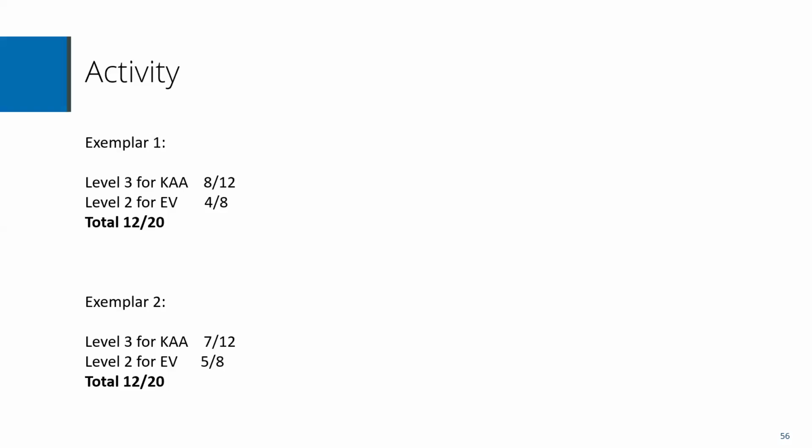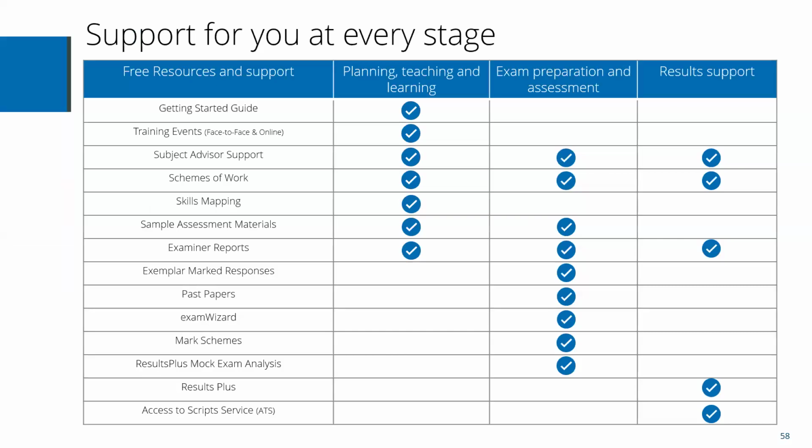So moving on to the support, and the support that is available to you as centres, as teachers, and to your students, the candidates. You can see here that all different types of resources and support are available, covering everything from the planning, teaching and learning, the exam preparation and assessment, and results support as well.